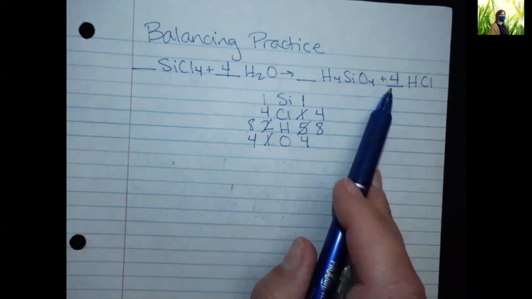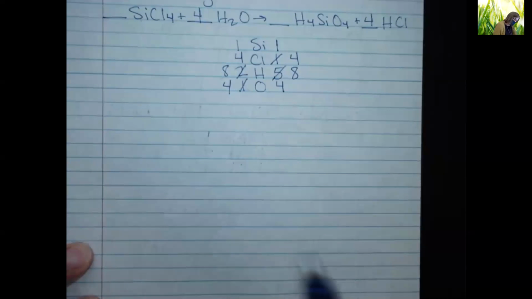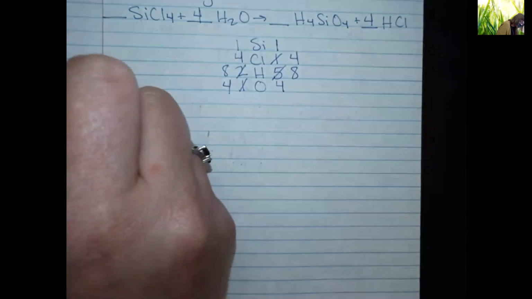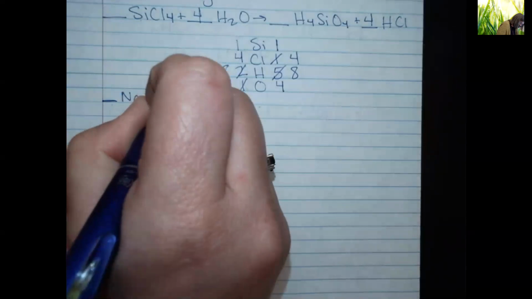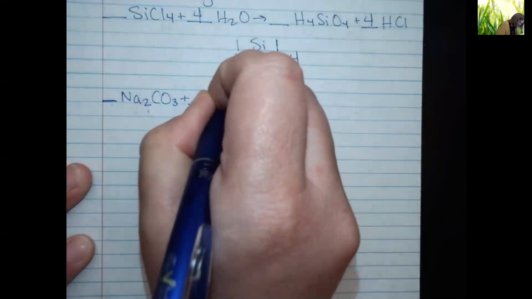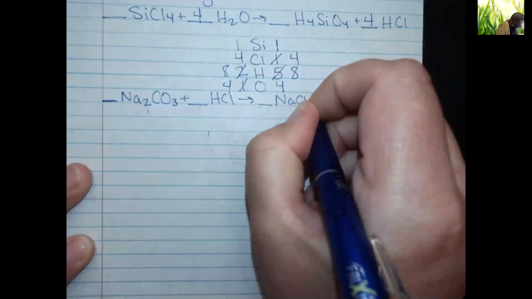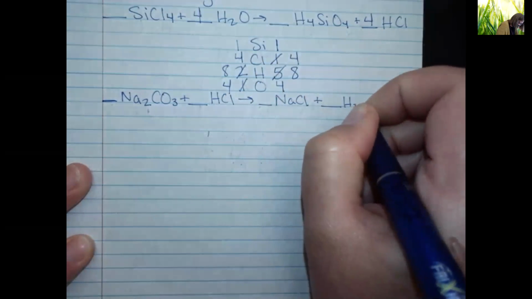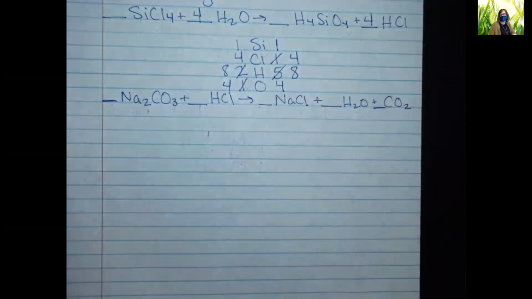We're going to do a few more of these together to practice the skills, and I'm going to have you practice them independently. All right. Let's do Na2CO3 plus HCl makes NaCl plus water plus carbon dioxide. Sort of a long one.